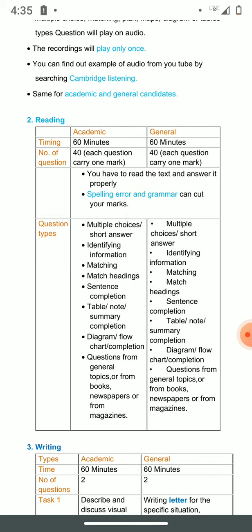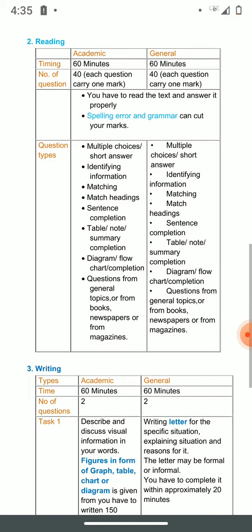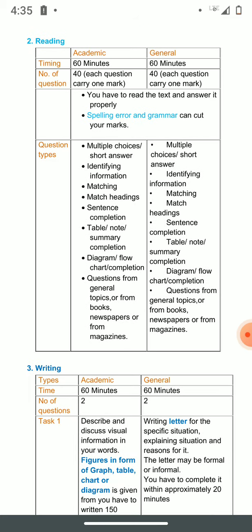So the question types are the same, but the academic reading is quite tough and general reading is quite easy. The question types are multiple choice, short answer, identifying information, matching, matching headings, sentence completion, table, note or summary completion, diagram and flowchart completion. Questions come from general topics or from books, newspapers or magazines.